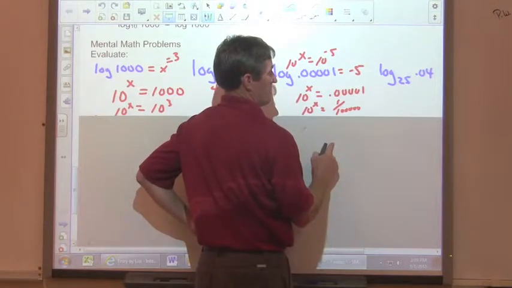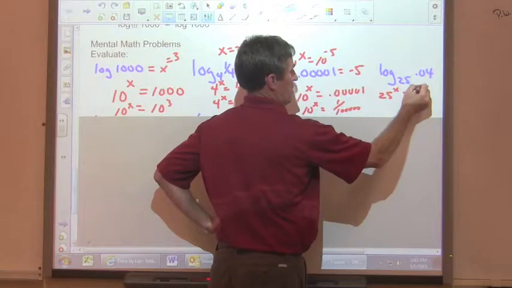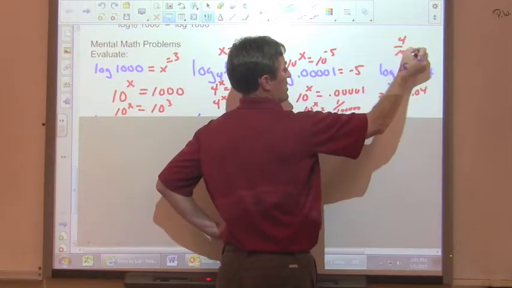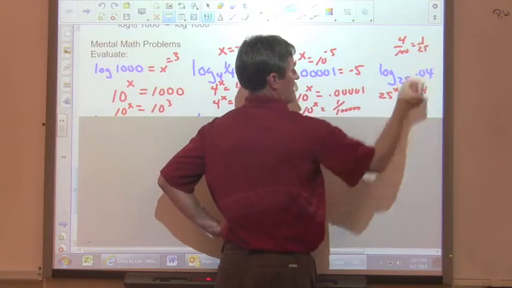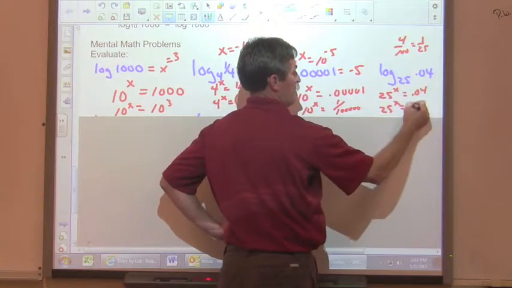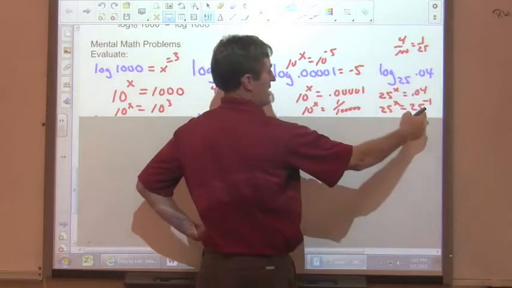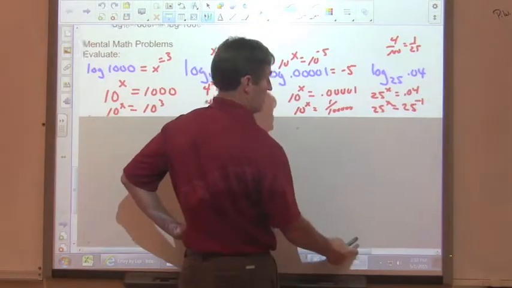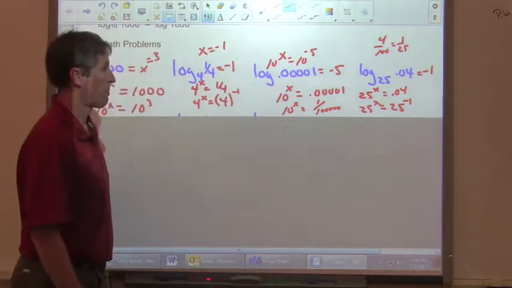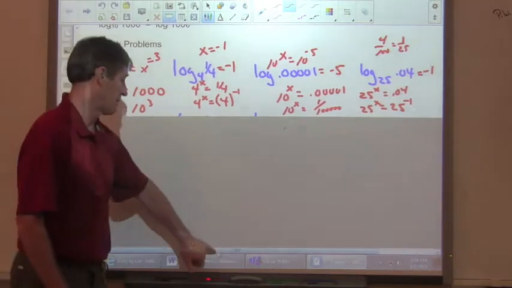This one, so it's 25 to the x equals 0.04. Well, 0.04 would be 4/100ths, which I can write as 1/25. And so 25 to the x equals 1/25 can be written as 25 to the negative first power. Therefore, x has to equal -1. And so this equals -1. So again, get the bases the same, then the powers have to be the same if they're equal.